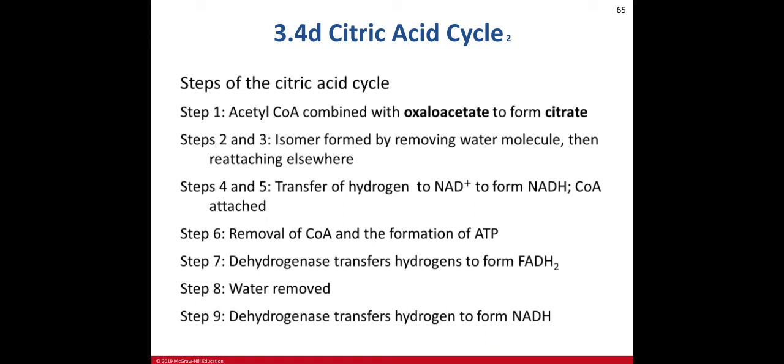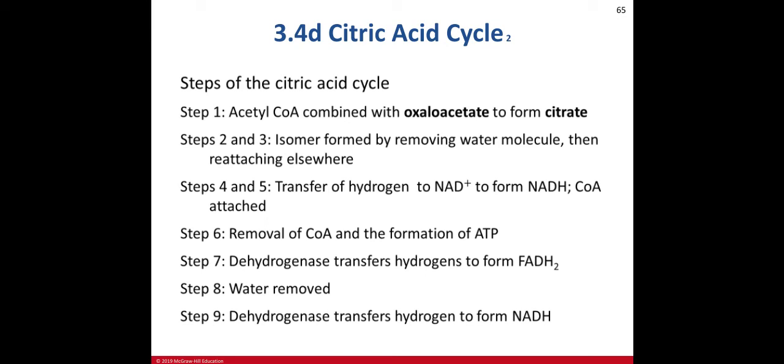So what are the steps? Coenzyme A gets combined with oxaloacetate, and we form what we call citrate. In the next 2 steps, we're going to remove water and reattach it elsewhere and make isomers of that citrate. Steps 4 and 5 will actually move a hydrogen to NAD and make NADH. And we've got our coenzyme A attached.